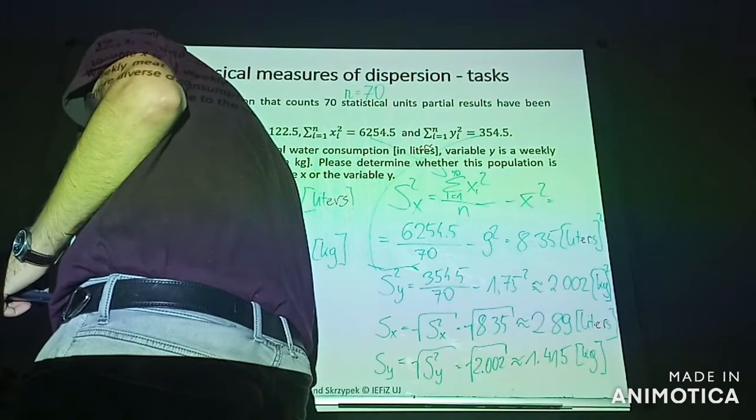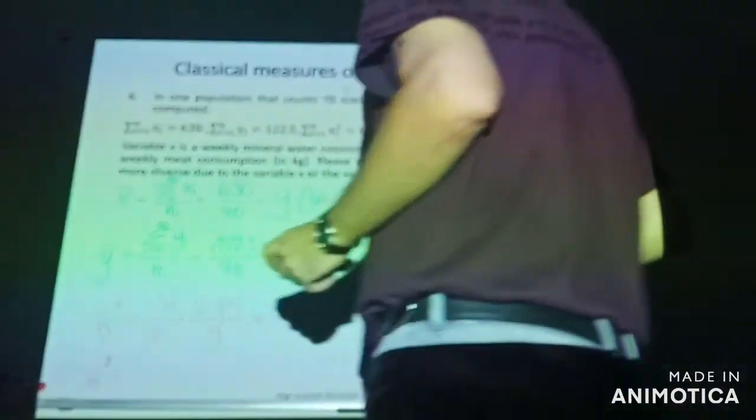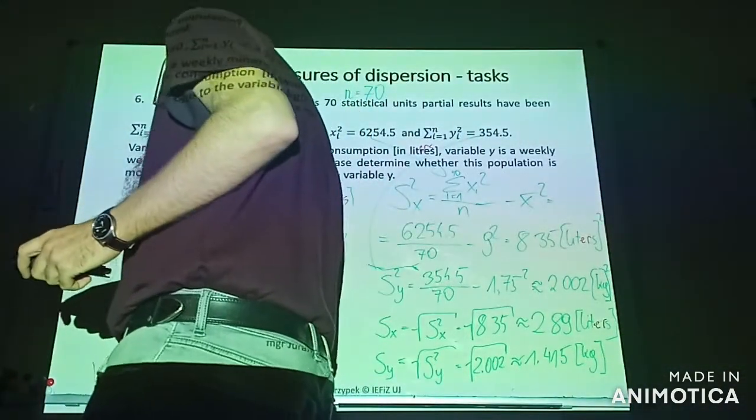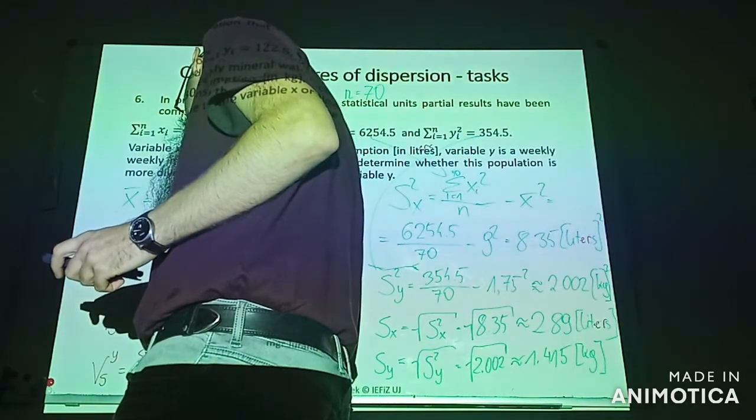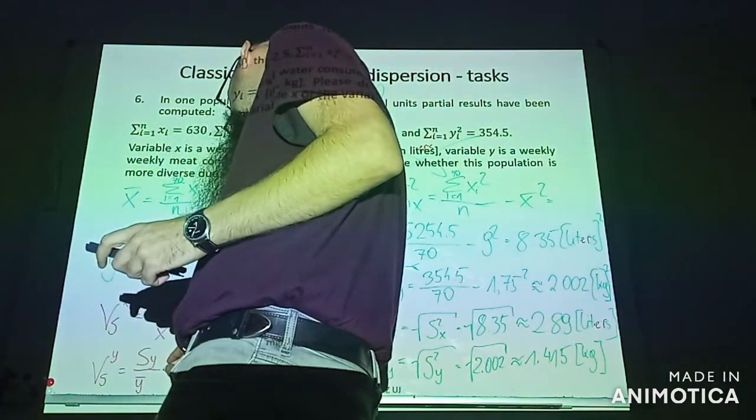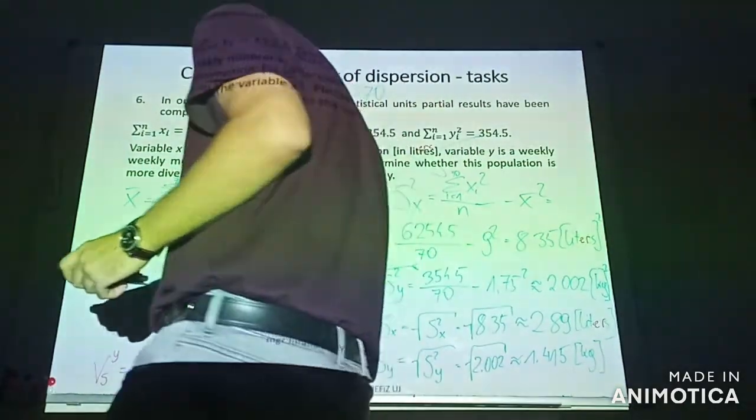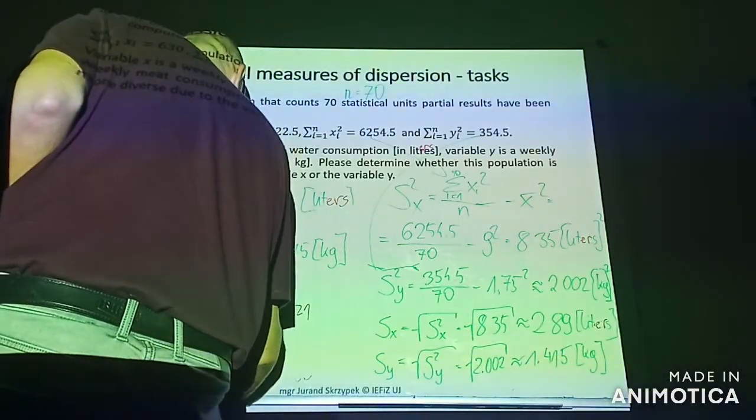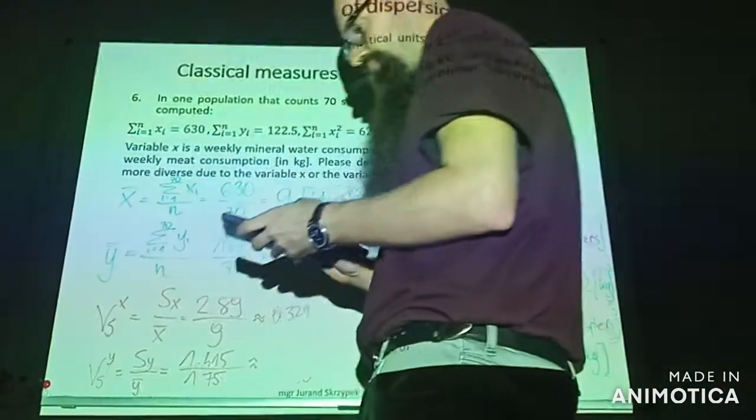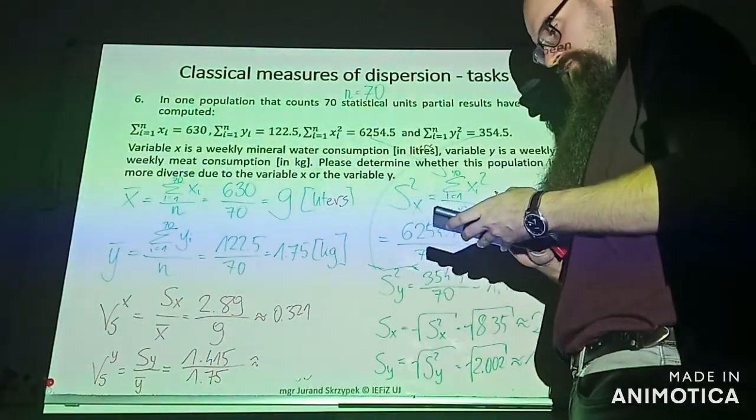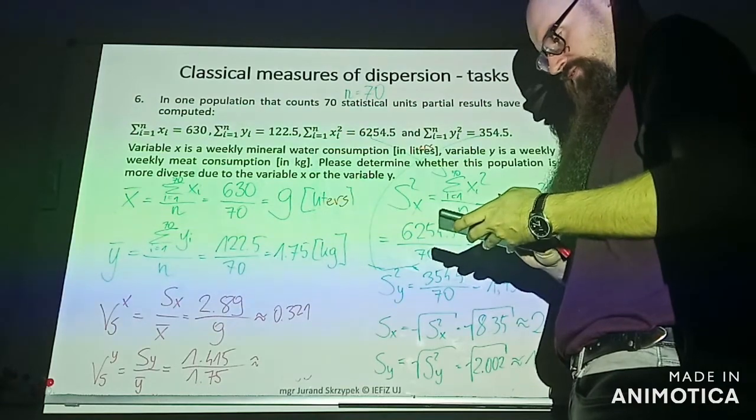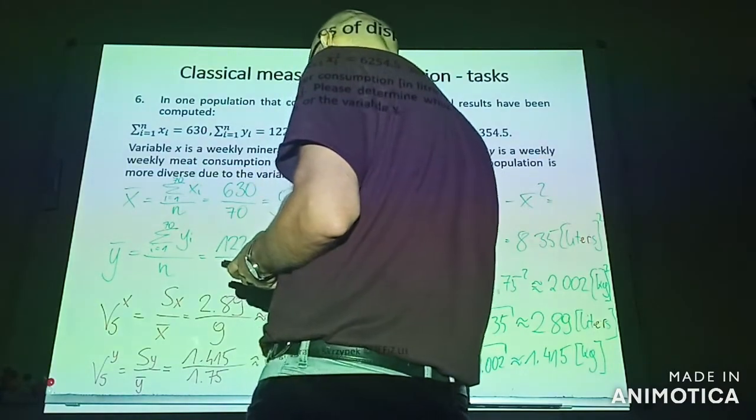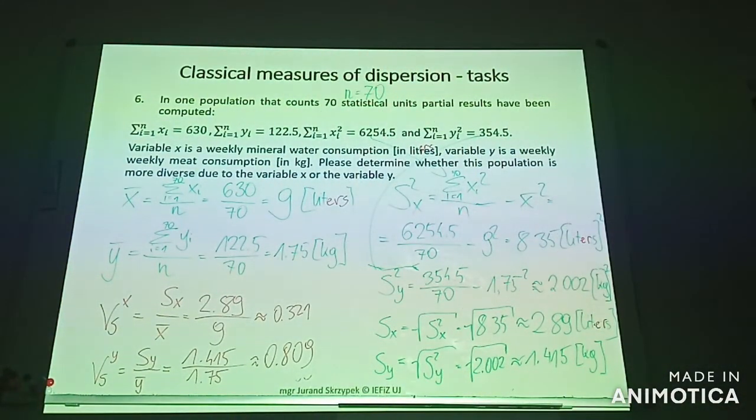Okay, and let's compute the coefficient connected with weekly meat consumption. We divide the standard deviation of weekly meat consumption by the average weekly meat consumption. In our example, we divide 1.415 by 1.75, and the result is 0.809. Dear students, what does it mean?